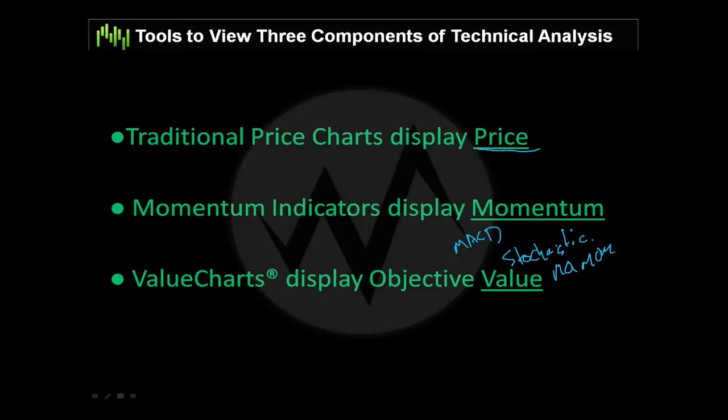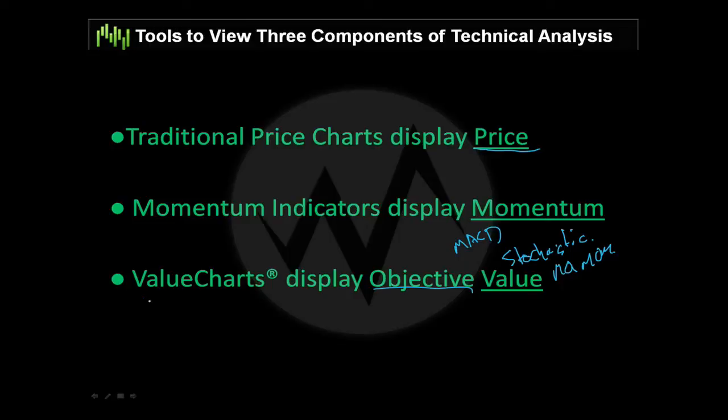These are what we use, different oscillators for displaying market momentum. And then lastly, now that we have value charts, we have a way to see objective market valuation. The reason I underline the word objective is because it's really easy for any analyst to go out there and tell you, okay, I believe a market's overvalued based on this, or it's undervalued based on that.